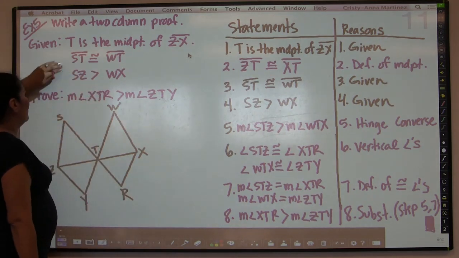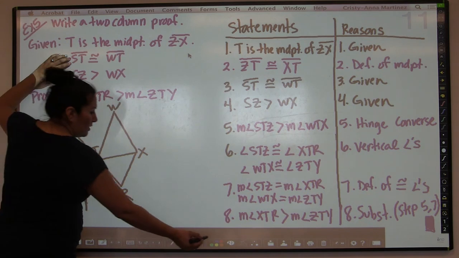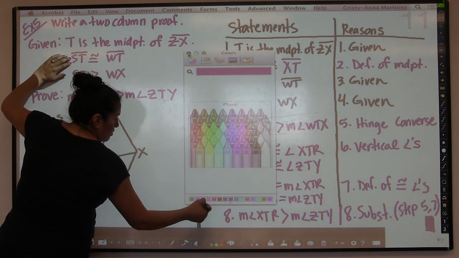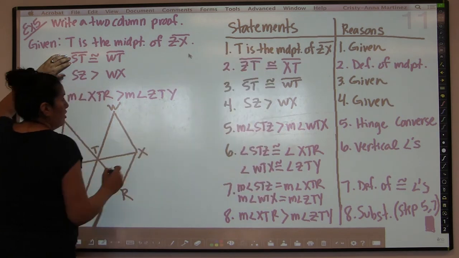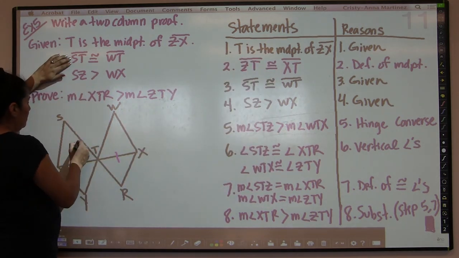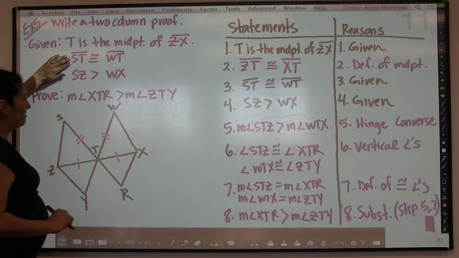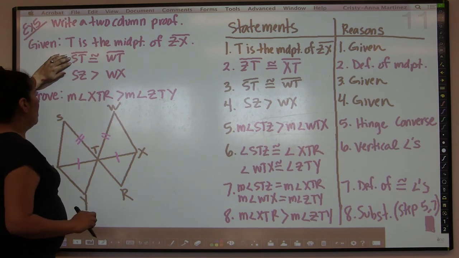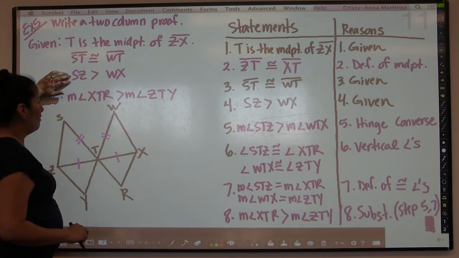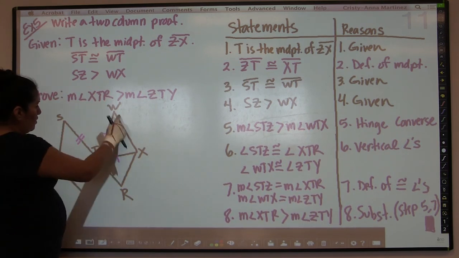Then I go to my second given statement, which is that ST is congruent to WT. So I'm going to go ahead and write some of these things in here. So we know that this is congruent to that. And now with ST congruent to WT, that's given. All right. So now we also know that SZ is greater than WX. So SZ is over here, this guy is greater than WX.